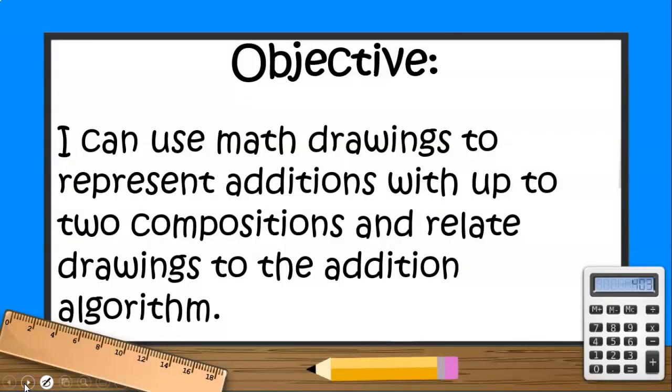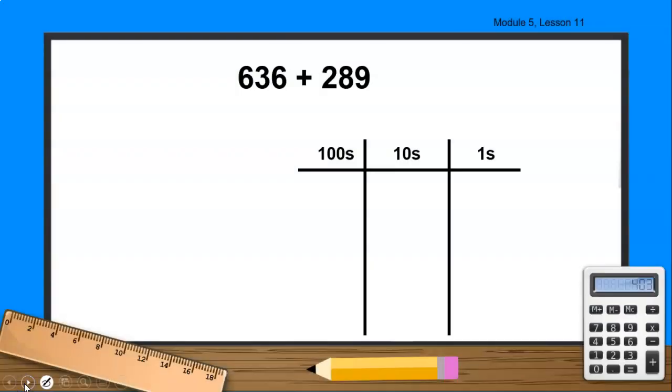What is our objective for today? We're going to be able to use math drawings to represent additions with up to 2 compositions and relate drawings to the addition algorithm. So what it's telling you, boys and girls, is that your vertical form and your place value drawing both need to look the same. They need to match. So let's start.